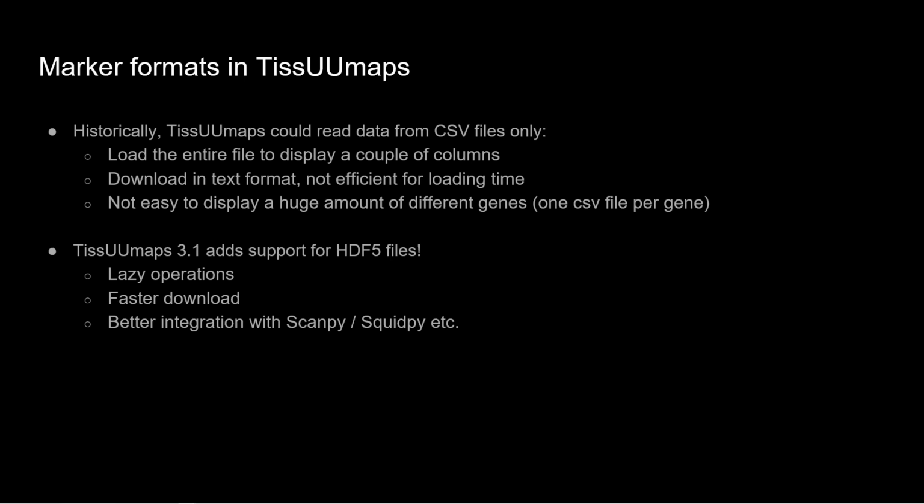So that's why we worked on having HDF5 files where you can have lazy operations. So you only load the data you need. You can slice the data. You can access any part of the data you want. HDF5 means hierarchical data format, so you can really select the data you want. It makes for a way faster download. You don't have to download the whole file. And also, as it's the format of AnnData, it's very good for integration with ScanPy, SquidPy, etc.